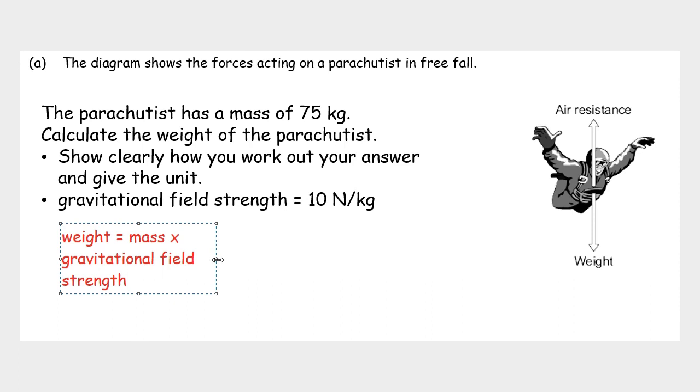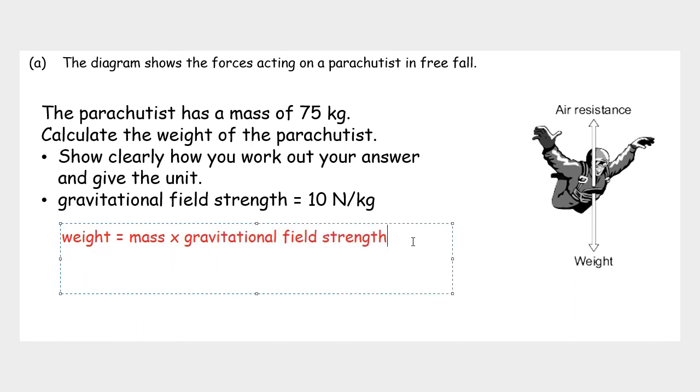So that then gives you everything you need. So you'd get a mark for quoting that. You then put in your numbers. So my mass is 75 kilos. My gravitational field strength is 10. That gives me a total of 750, and my unit is newtons.